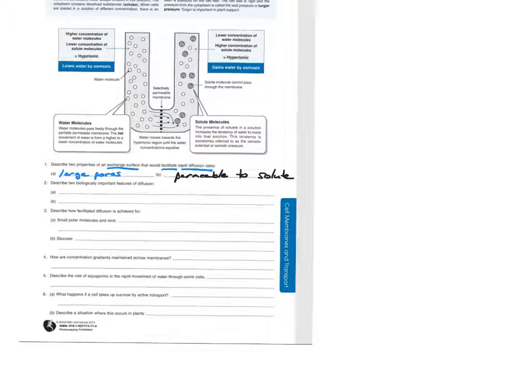Describe two biologically important features of diffusion. What's important about diffusion? One, molecules go from high to low. And two, what's another thing about diffusion? It reaches dynamic equilibrium. There's a lot of answers you can put in here, but certainly molecules will move from high concentration to low concentration. Secondly, you're going to reach that dynamic equilibrium. At some point, they're going to be equal.